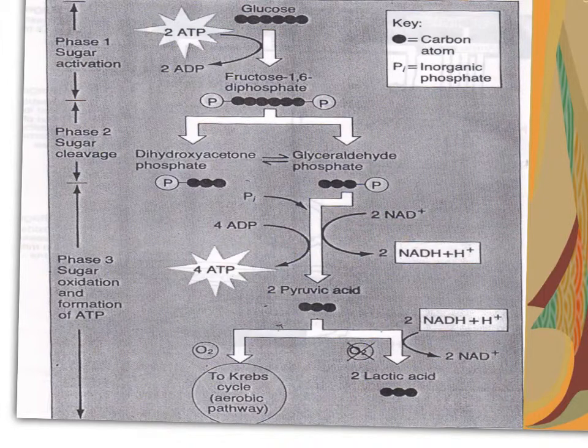So what we really want to happen is we want to move towards the Krebs cycle. Now, between glycolysis and the Krebs cycle, we will have a transition reaction that occurs. And so we'll discuss this transition reaction on the next slide.